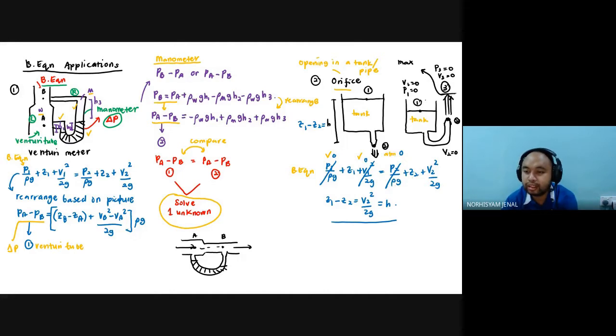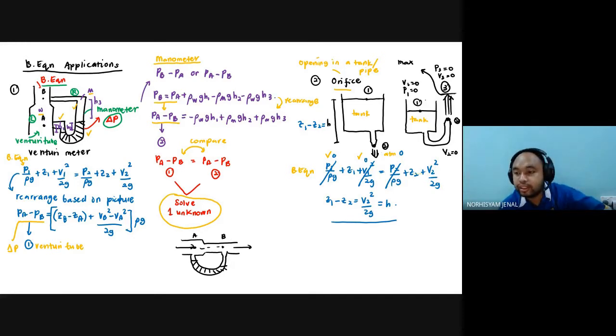And then Z2 and then V2 square over 2G, right? So maybe the question asks us what is the H, maybe the question asks us what is the V. So what you need to do is just use whatever numbers that we have in the question, fill up this equation. So you can see over here, even though the Bernoulli equation consists of 6 items, which is 3 on the left, 3 on the right, however, if you cancel out a lot of it, you can end up with this equation at the end.